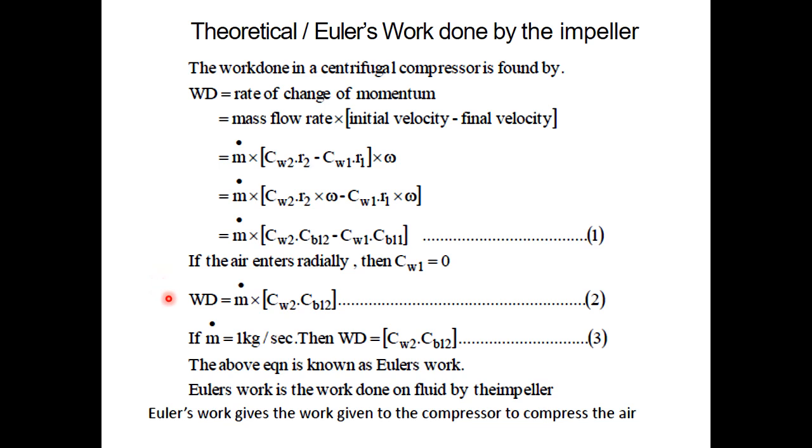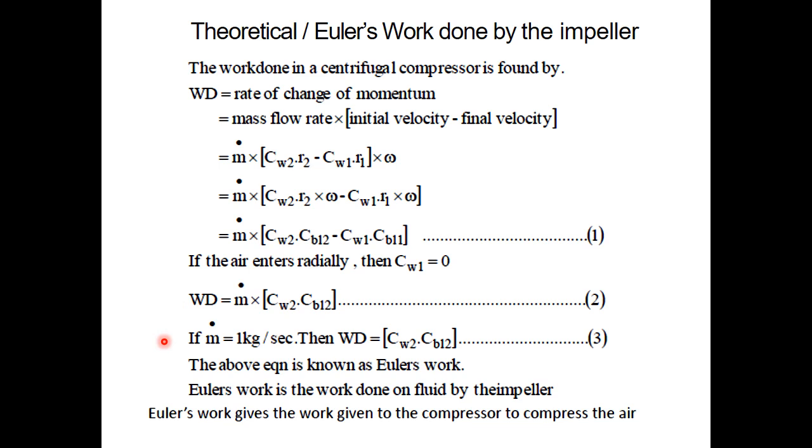Now if the air enters radially, then our whirl component at inlet becomes 0, that is, Cw1 equals 0, and we get equation number 2 by substituting the same, that is, work done equals m dot into Cw2 into Cbl2.